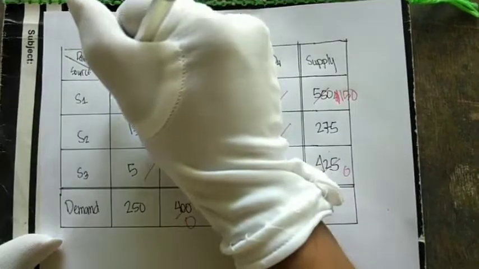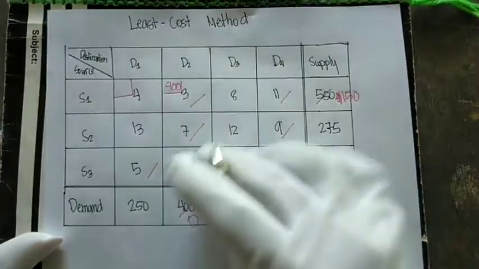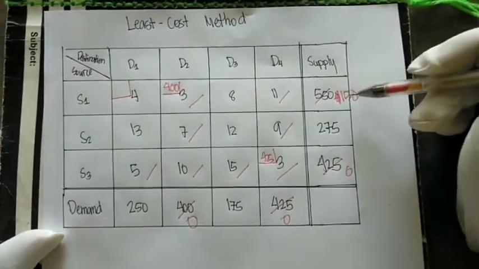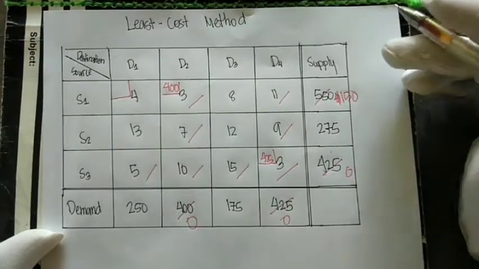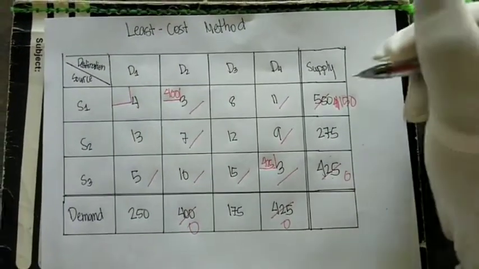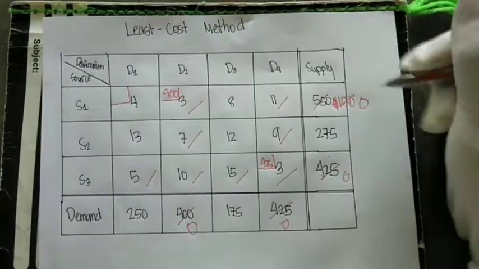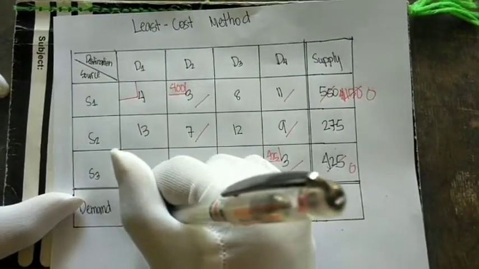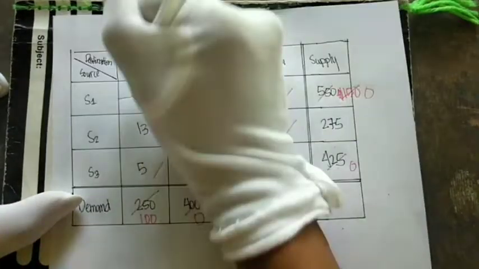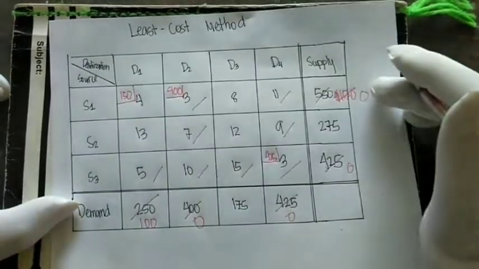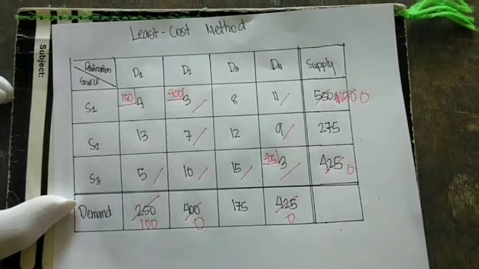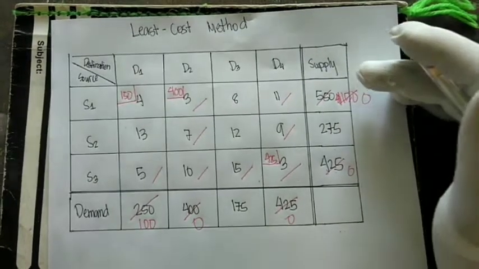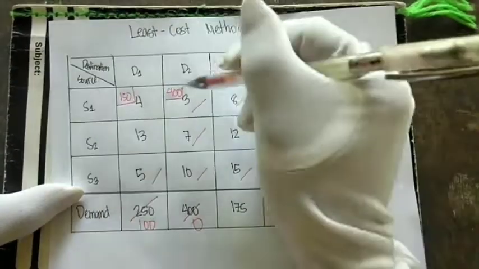So these are the allocation cells. The demand is 250 and the supply is 150. So the lesser value is 150. We will cancel this 150, the remaining will be 0, and subtract this 150 from 250, so it remains 100. Copy 150 in this cell. So this is the next allocation. We will cancel this row.